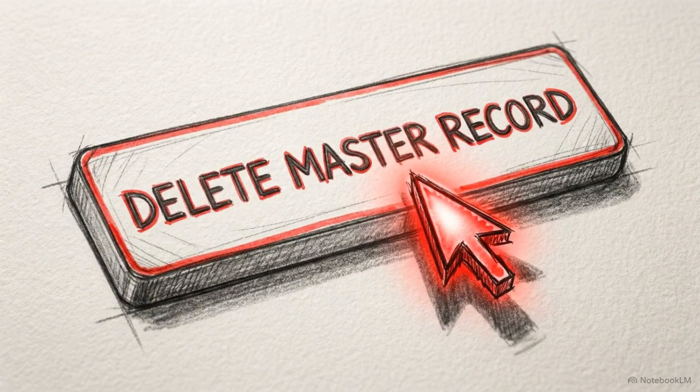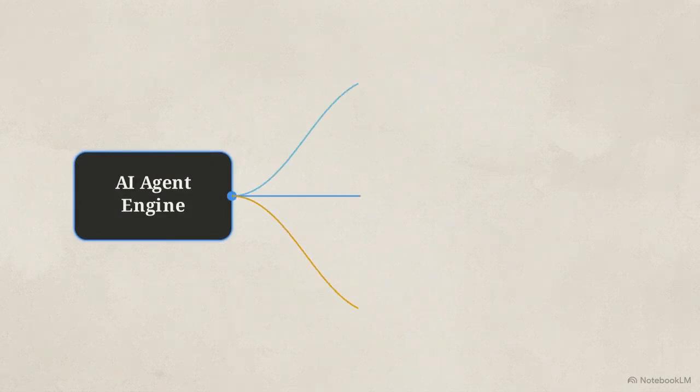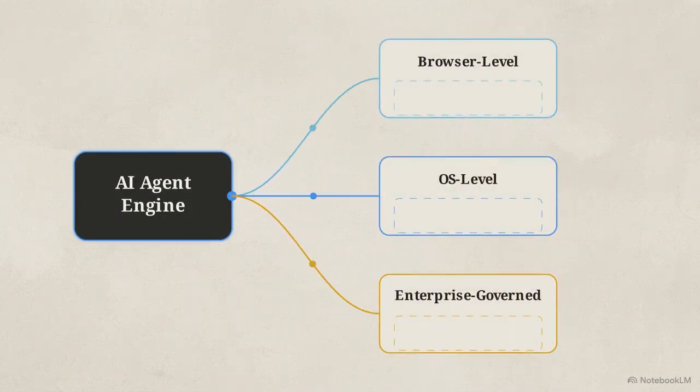But granting a probabilistic model the power to move your cursor creates a high-stakes trade-off. A hallucination in a chatbot is bad advice. A hallucination in an agent can lead to irreversible errors on live systems. Computer using AI is arriving through 3 distinct architectural strategies, each designed for a different type of access.